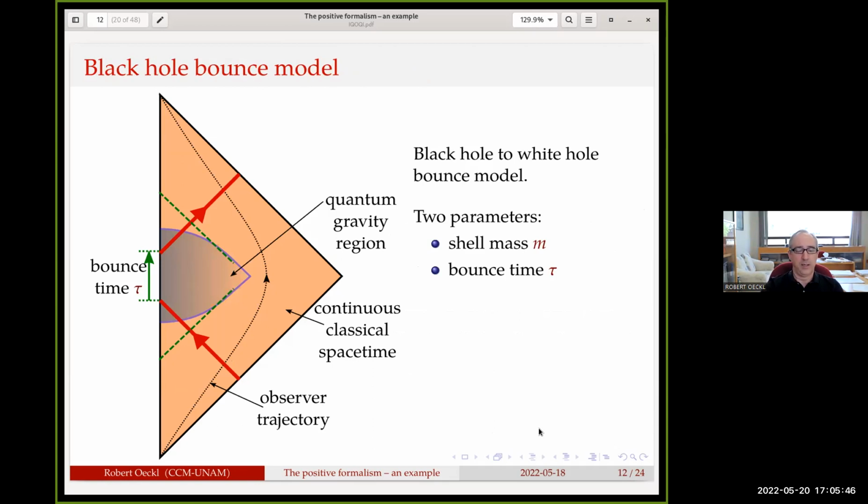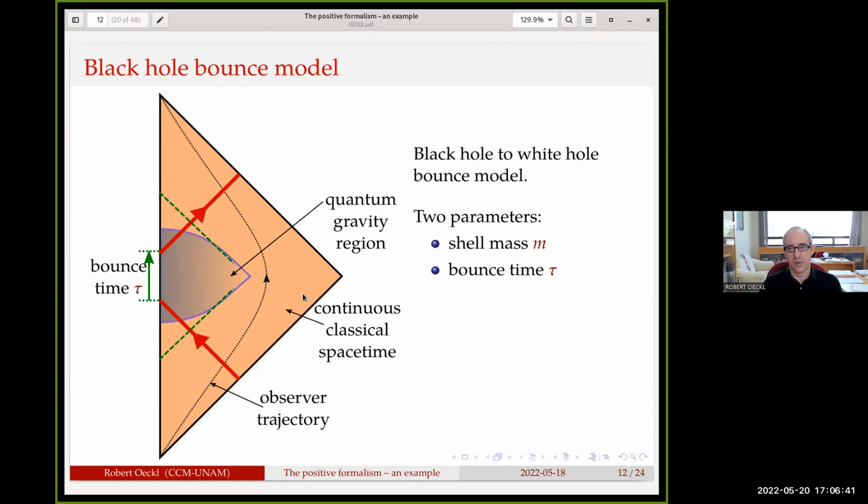Okay, so now let's come to the black hole to white hole transition example. In this diagram there are already a lot of things, so let me explain this slowly. The first thing I should say is this model isn't really about making realistic physical predictions. The reason I put it here is as a conceptual example to see the application of the positive formalism in a context where other traditional approaches to quantum gravity, let's say, fail. And they fail for different reasons. But let me first say a little bit more about this diagram.